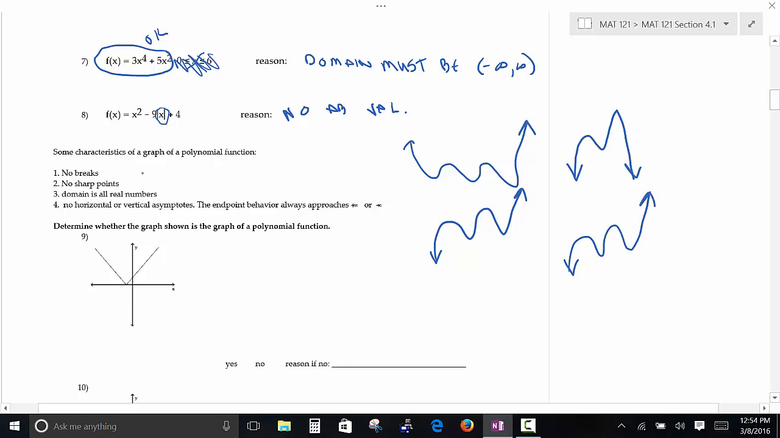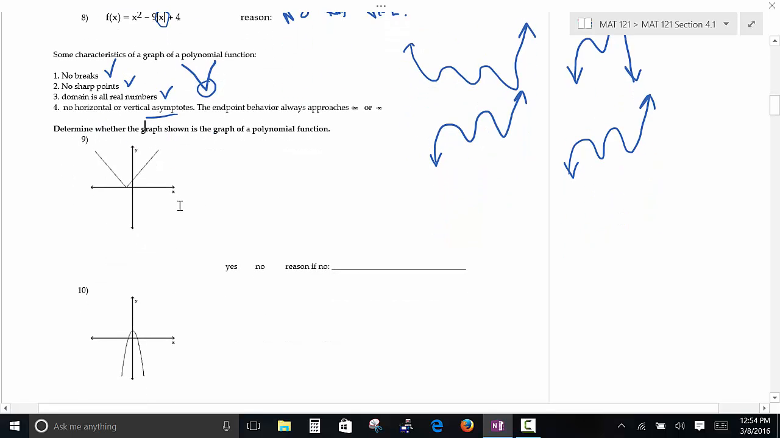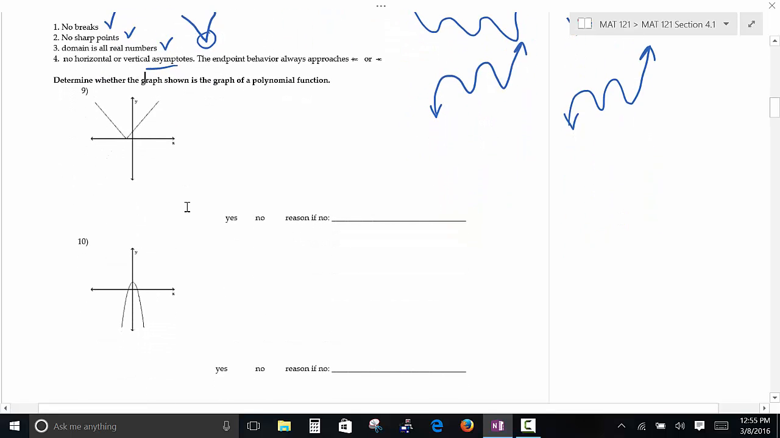So the thing is, you can't have any breaks. In other words, when you draw it, you can't lift your pencil. Okay, can't have any sharp points. A sharp point would be something like an absolute value, like when we have that v. You can't have that. The domain is all real numbers. Okay, so it's got to go infinitely to the left, infinitely to the right. And then it can't have any asymptotes. Okay, that kind of thing. So let's look at some of these graphs. We haven't really talked much about asymptotes, but we'll get to that point.